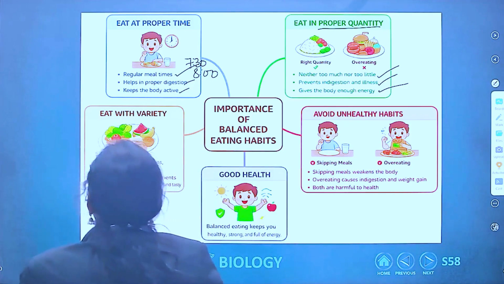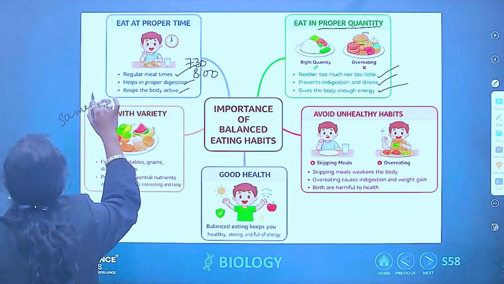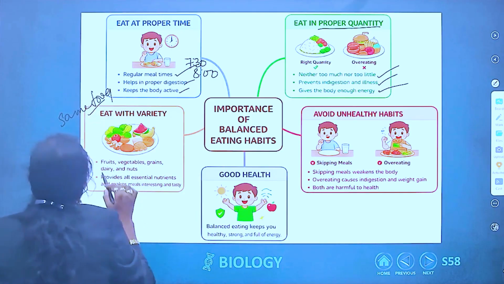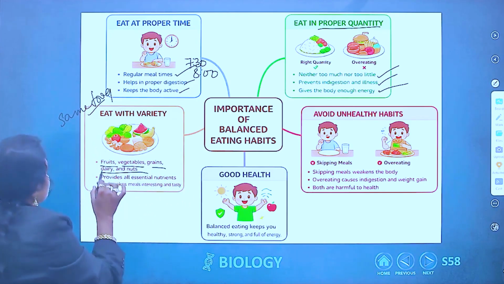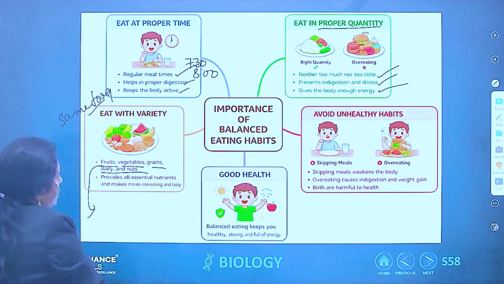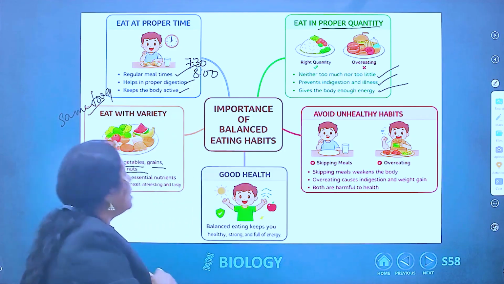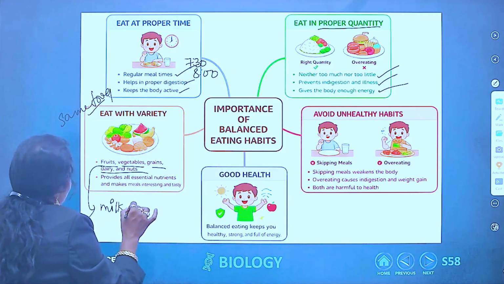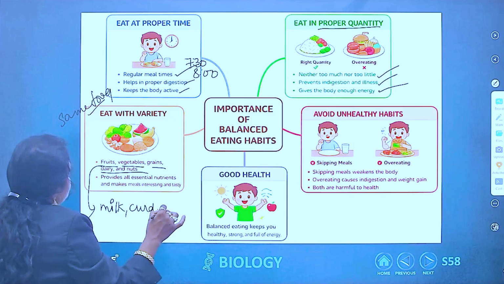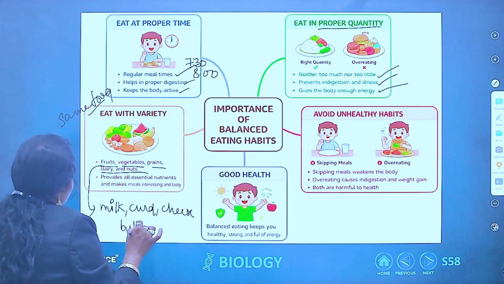Chalo, next. Eat with variety. Don't eat the same food. Try to eat with variety. Fruits, vegetables, grains, dairy and nuts. What is this dairy? Dairy is not the Dairy Milk chocolate, okay? Dairy is nothing but milk, curd, cheese, butter. They all come under dairy.